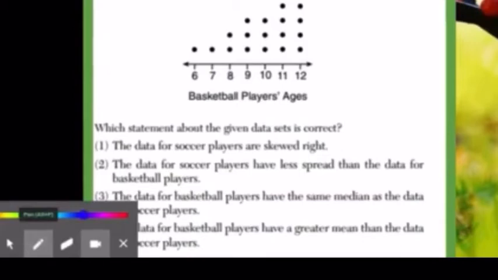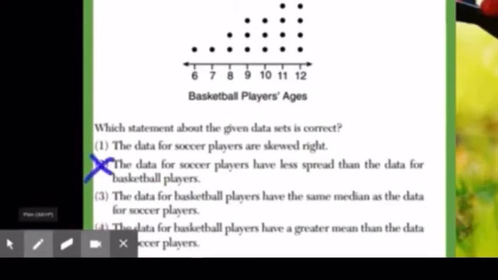Choice 2, I'm going to tell you is wrong because we're not going to learn about that this year. So you'll learn about this in Algebra 2, but it says the data for soccer players has less spread than the data for basketball players. That's something called standard deviation, which again, fortunately, we just ran out of time for this year, which is okay.